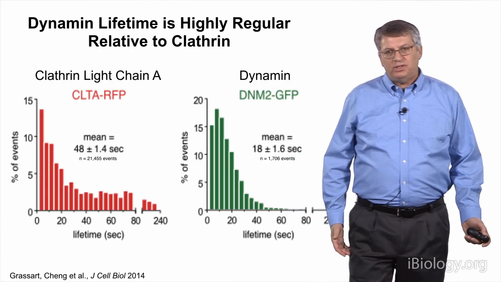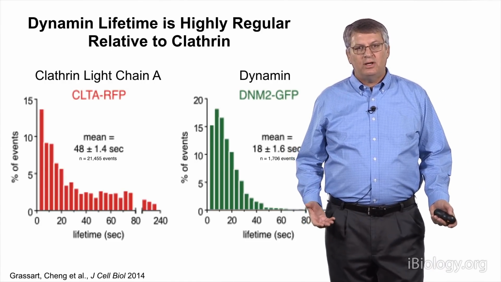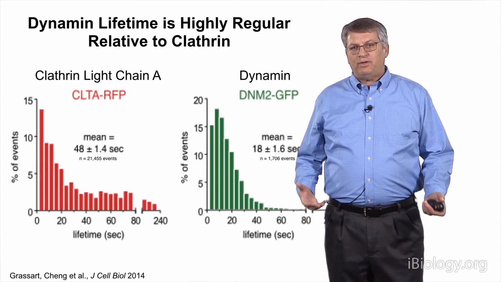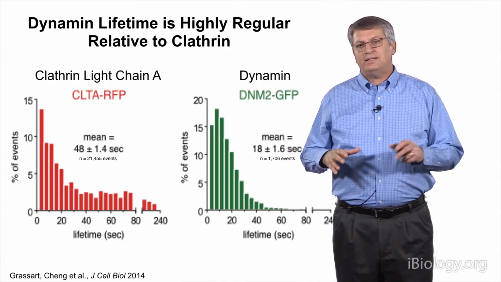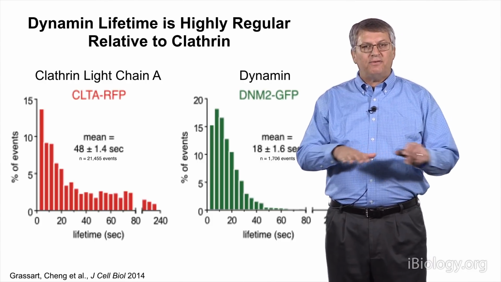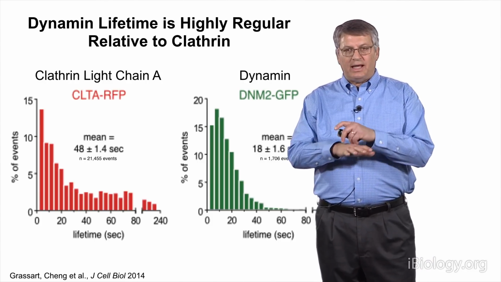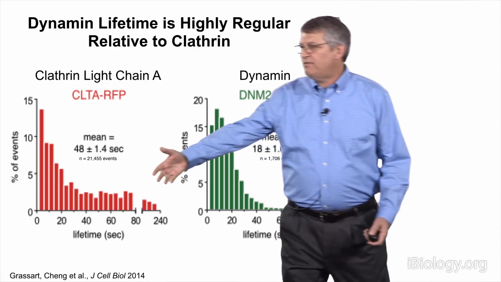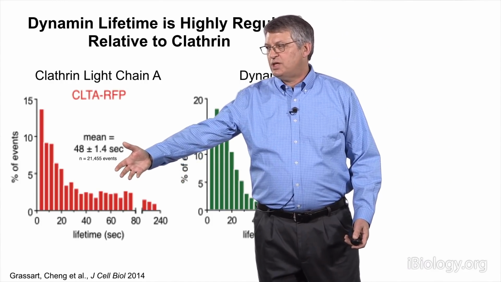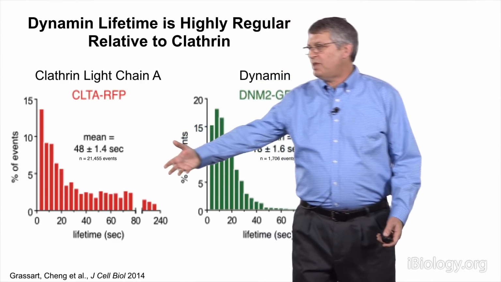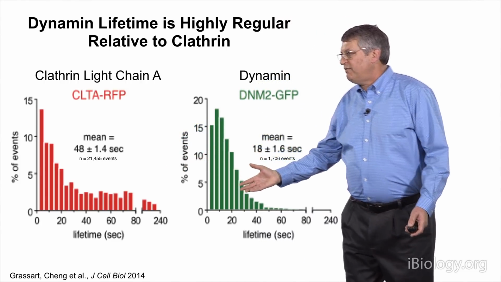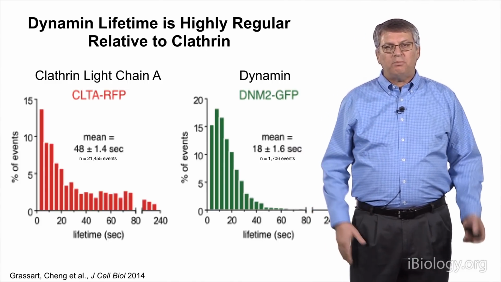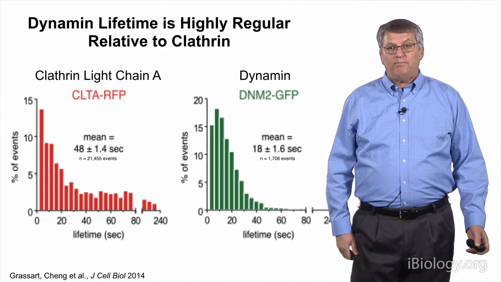So one of the things you can do, because these cells are stable cells that are endogenously tagged, we don't have to look around in the field to find a cell that's just expressing the right level of clathrin or dynamin. We can actually look in an unbiased manner across cells and look at thousands of events and look at the lifetimes, for example, of clathrin. Here we're looking at 21,000 events. At dynamin, and looking at 1,700 events, that we can do this in an unbiased, systematic manner.